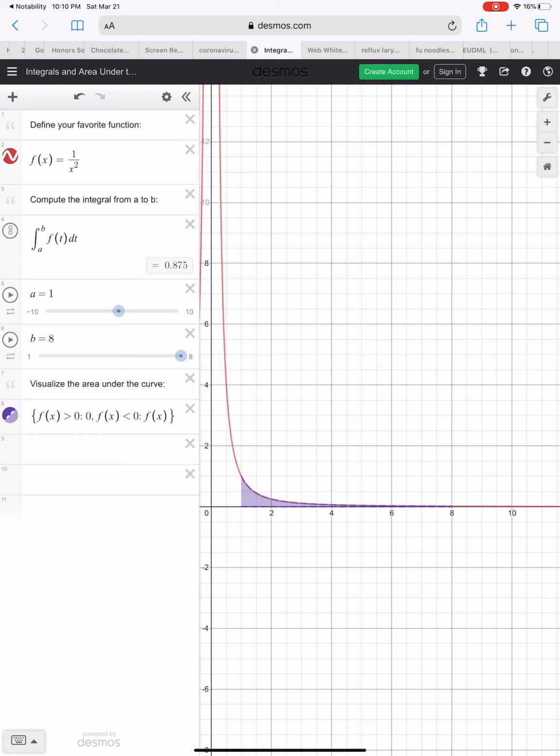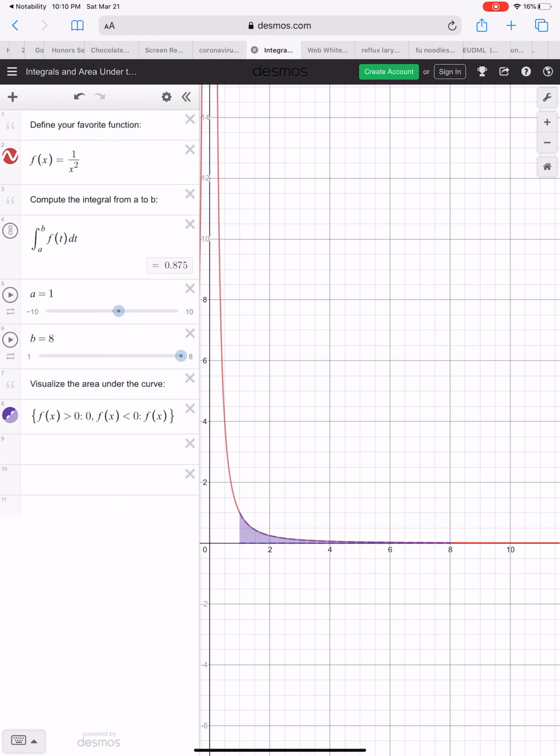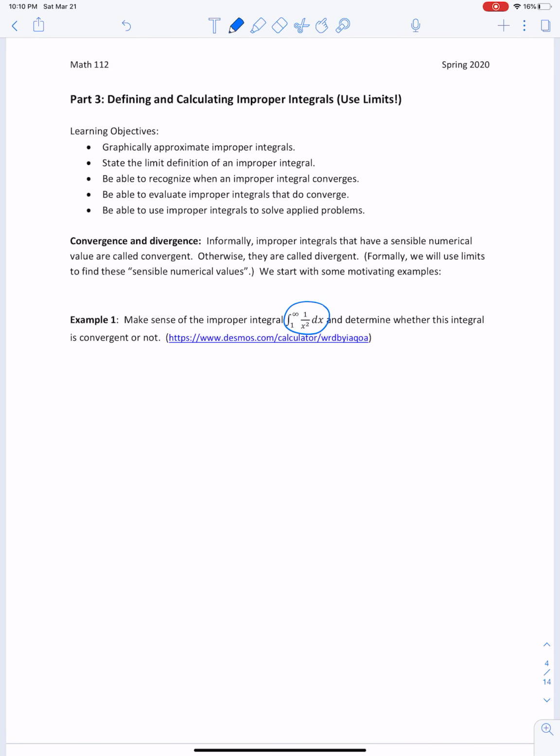So I'm going to go ahead and just record those couple values here in our, let's see if I can switch applications. There we go. I'm going to go ahead and record those values. So we want to know something about the integral from 1 to infinity. So let's consider the integral from 1 to 4. This is equal to 0.75, we saw from Desmos.